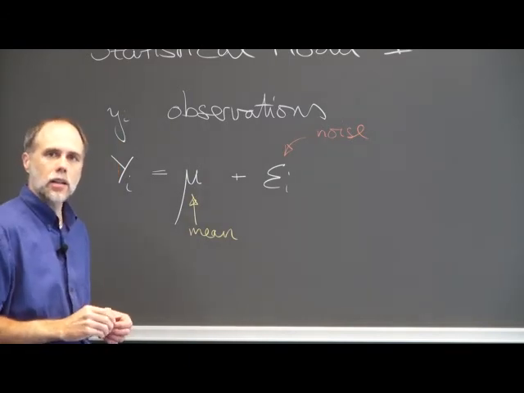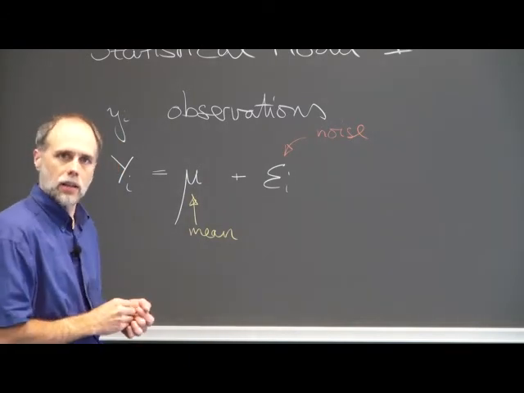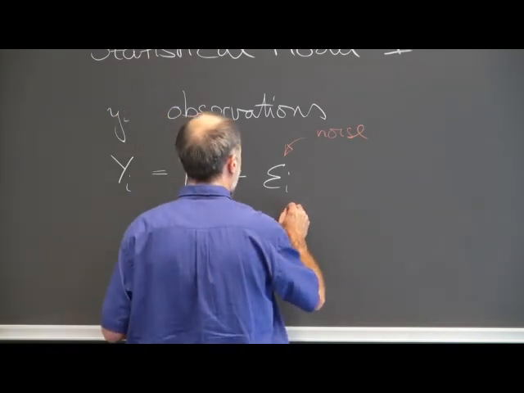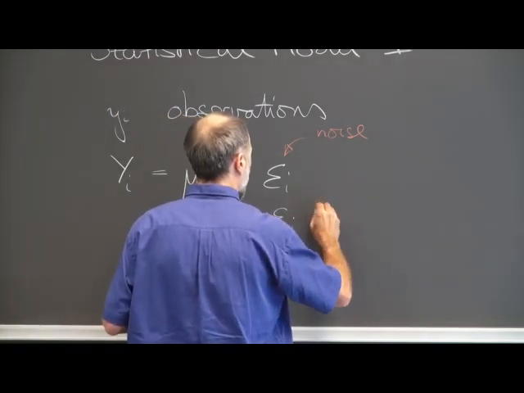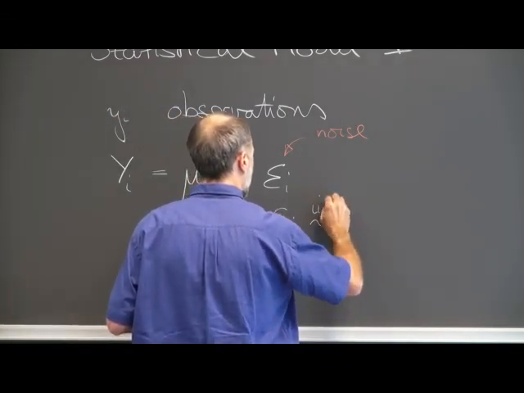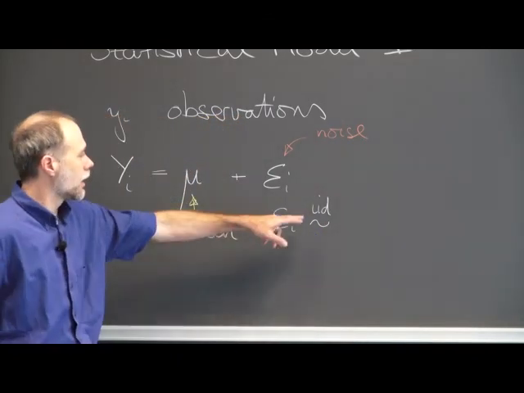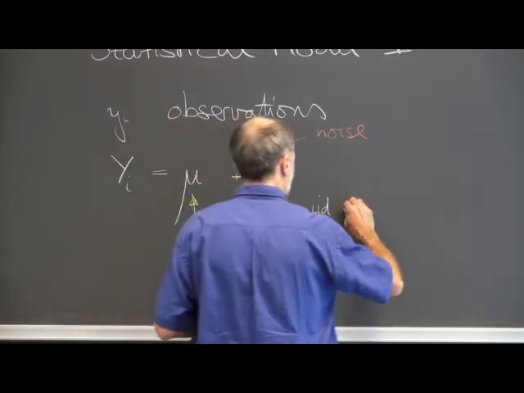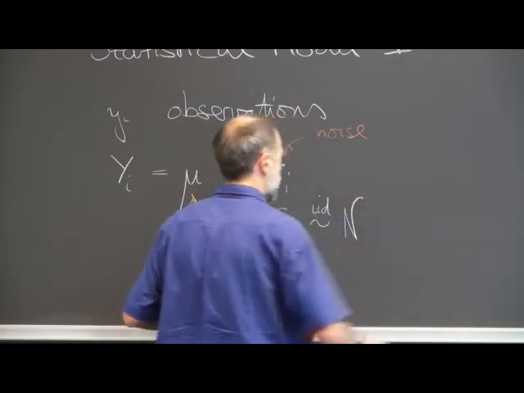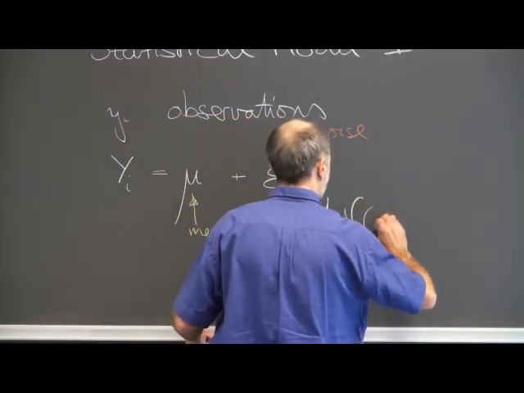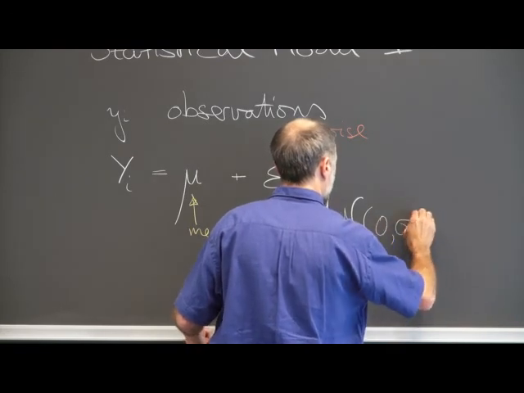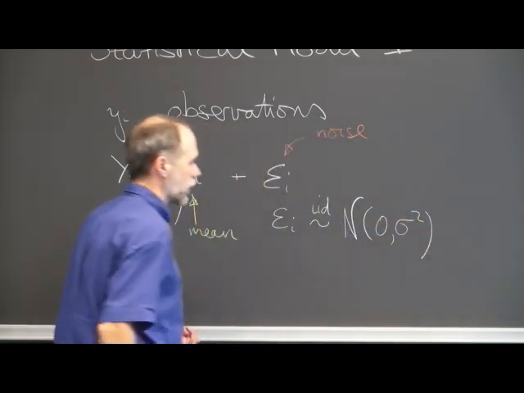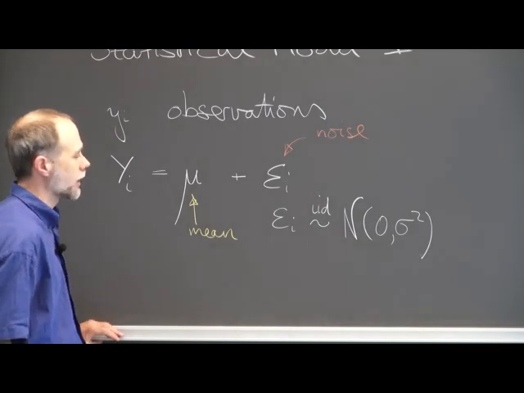A pragmatic, typical assumption is that my noise is what we call IID, independent and identically distributed according to a normal distribution with mean 0 and variance sigma squared. Okay.